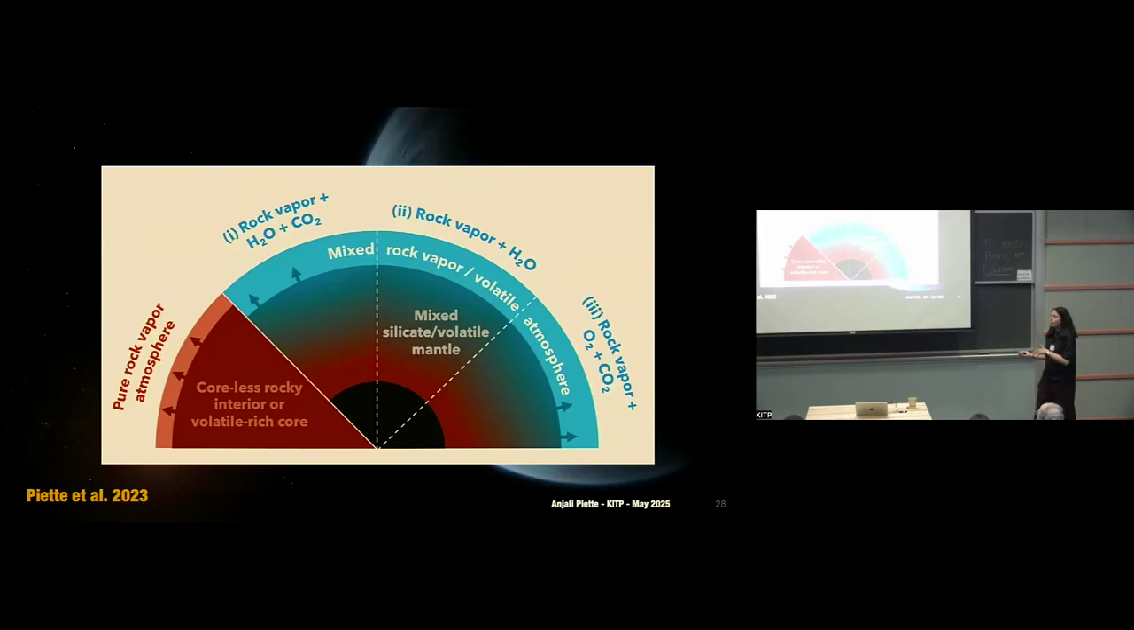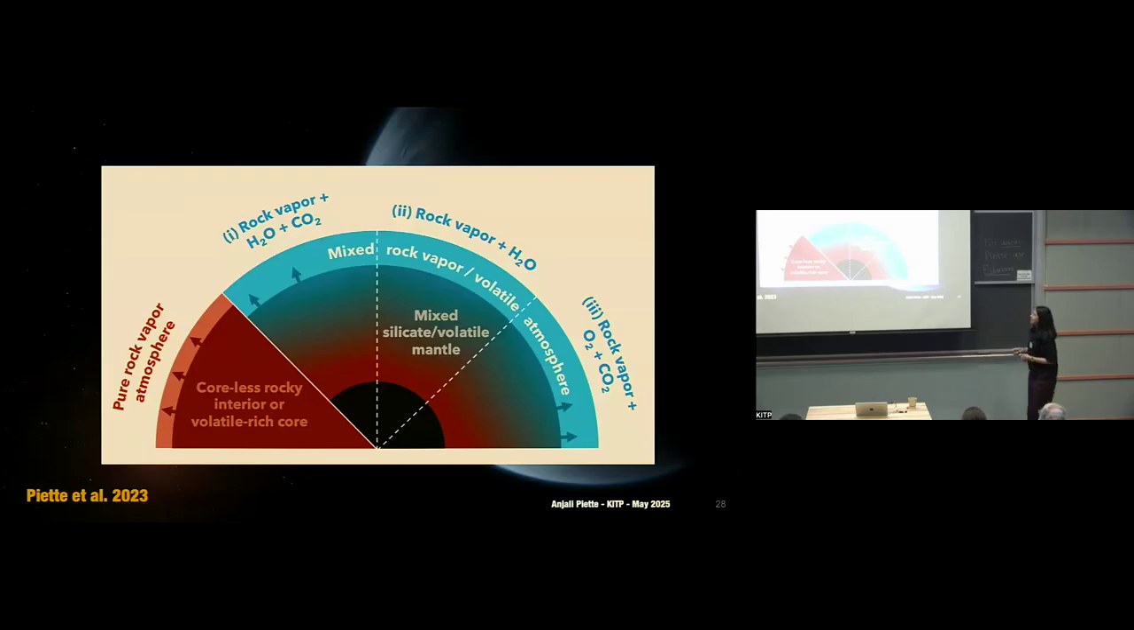And then scenario B that we want to distinguish is, what if the planet did hold on to some volatiles? Then the interior is a mix of silicate material and volatiles, and it's hot enough that both of those things should be evaporating at the surface. So we might expect an atmosphere that is a mixture of rock vapor and volatile constituents.